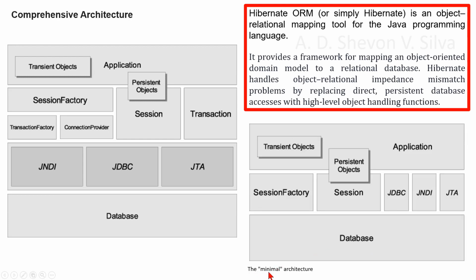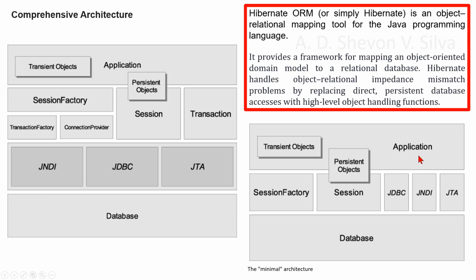Here you can see the minimal architecture. This diagram illustrates how Hibernate utilizes database and configuration data to provide persistent services and persistent objects to the application. The minimal architecture has the application provide its own JDBC connections and manage its own transactions. This approach uses a minimal subset of Hibernate's APIs.